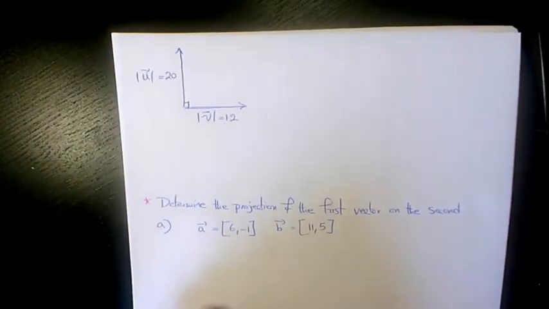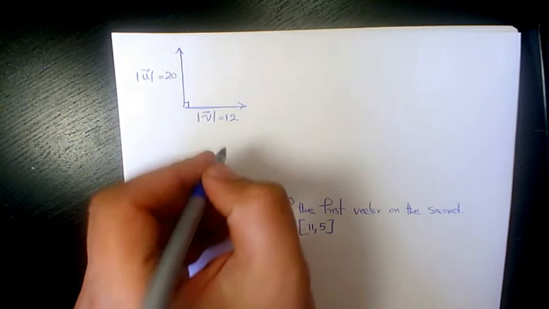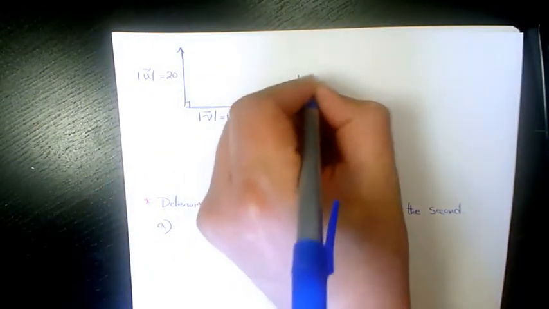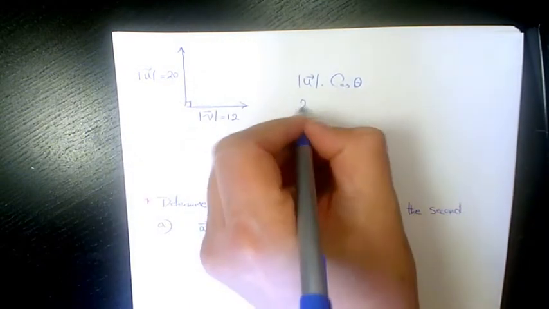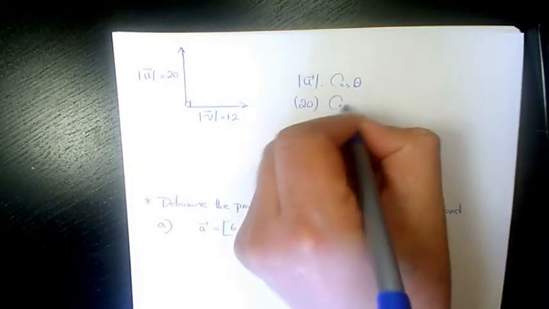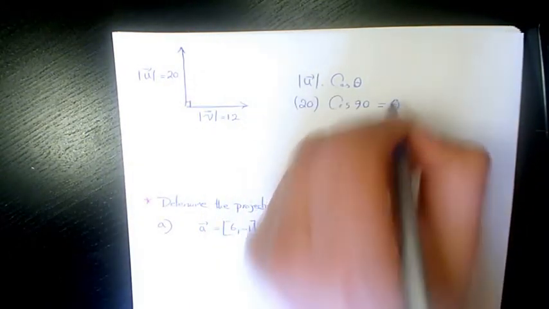Next one, the projection of U on V is going to be the magnitude of U times cosine theta. It's going to be 20 times cosine 90. That will be 0.